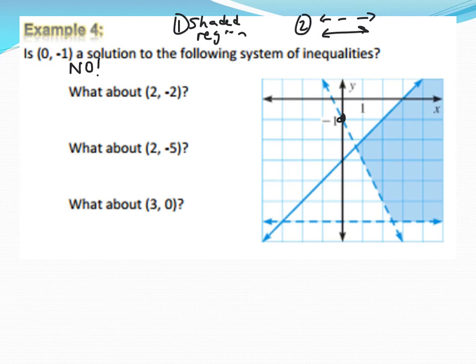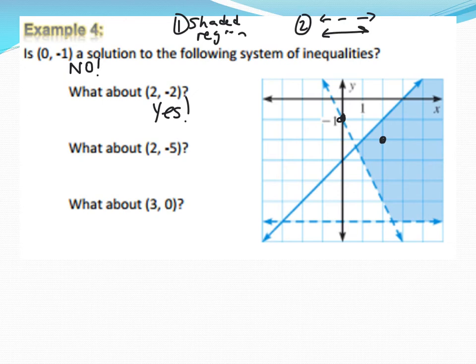So let's take a look at the next one, (2, -2). I would go right 2, down 2, that would be right in here. So is (2, -2) a solution? Yes, it is. Notice how it is inside the region that is shaded, so we know automatically that's a solution.